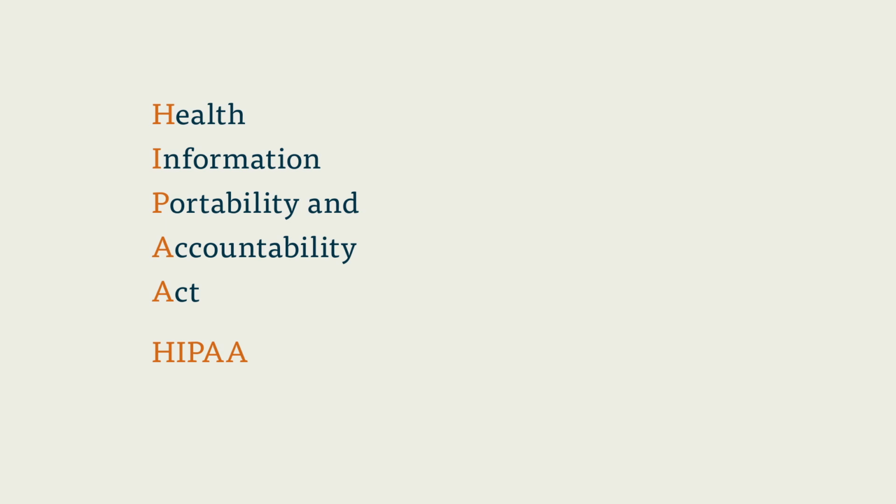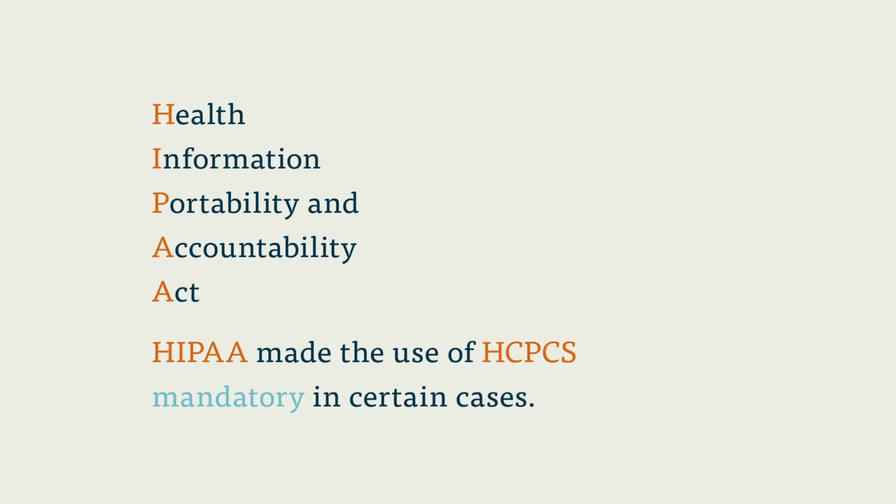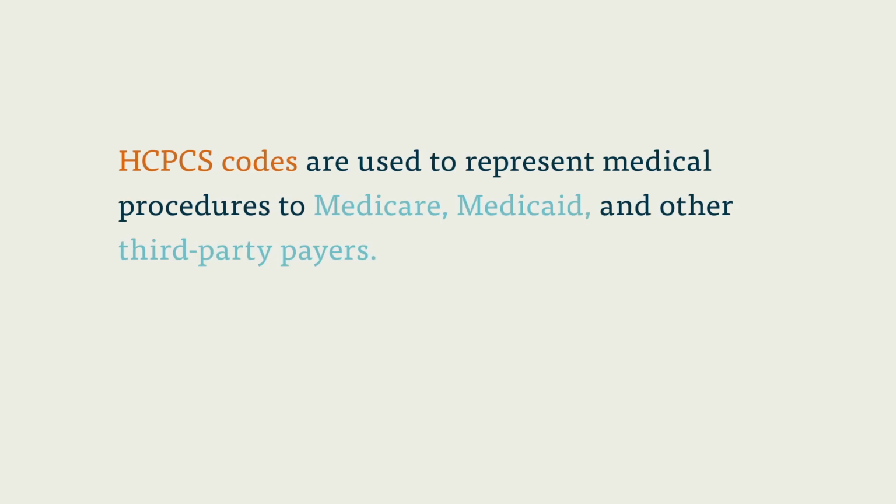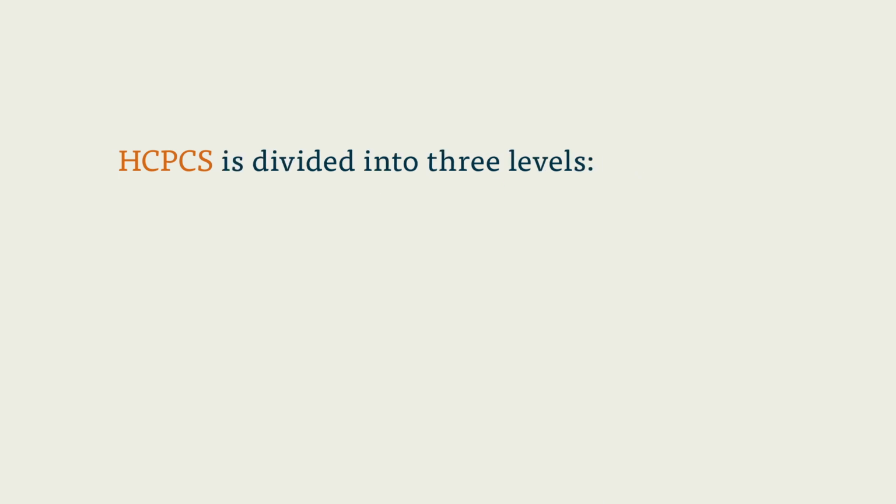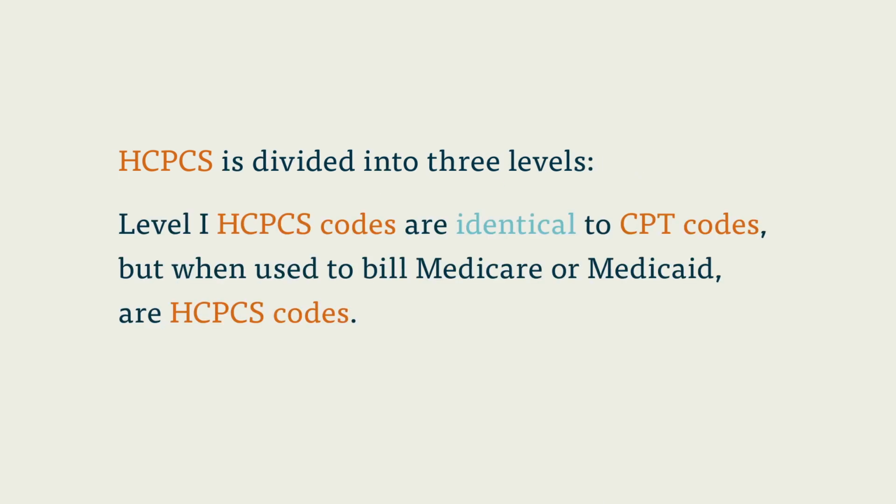We'll look closer at this very important piece of legislation in later courses, but for now, all you need to know is that HIPAA made the use of HCPCS mandatory in certain cases. Coders today use HCPCS codes to represent medical procedures to Medicare, Medicaid, and several other third-party payers. The code set is divided into 3 levels. Level 1 is identical to CPT, though technically those codes, when used to bill Medicare or Medicaid, are HCPCS codes.